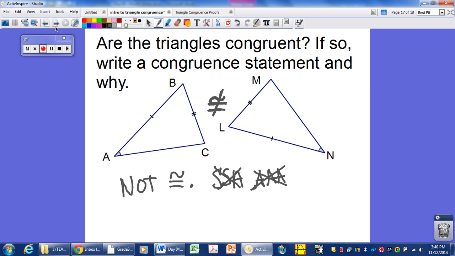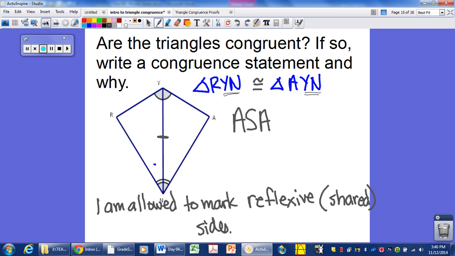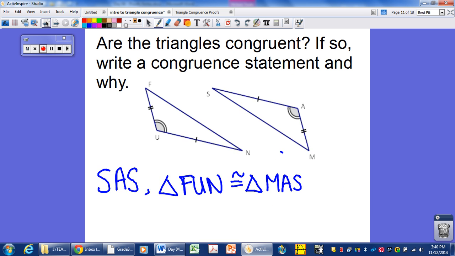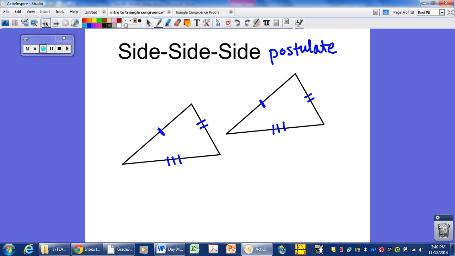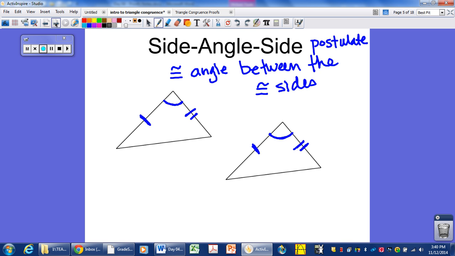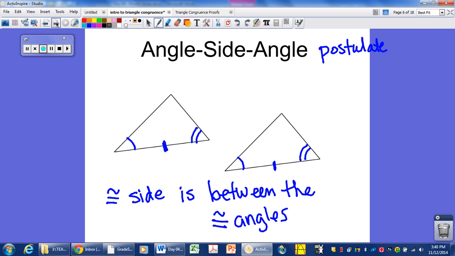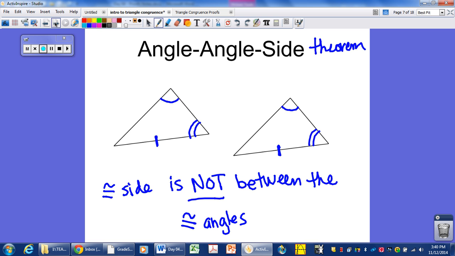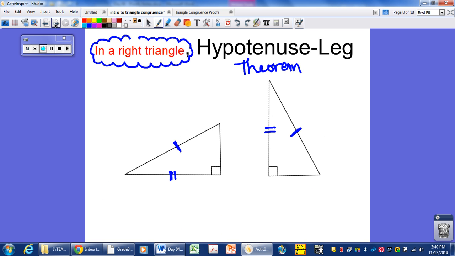Okay? So, once again, there are 5 reasons why two triangles could be congruent. If you have 3 congruent sides, 2 sides and a middle angle, 2 angles and a middle side, 2 angles and a non-middle side, or if you have a right triangle, the hypotenuse and the leg. Okay, in those cases, you are able to show that the triangles are in fact congruent.